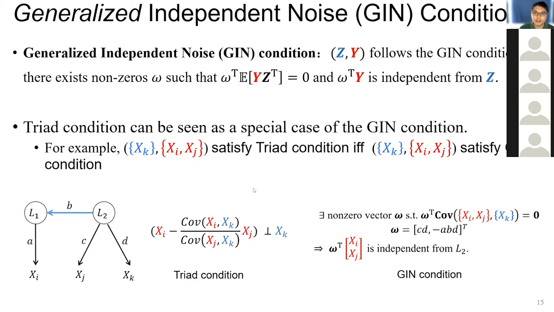We also want to note that the tetrad condition can be seen as a special case of the rank condition. For example, this tetrad condition can be reformulated as a rank condition as follows.